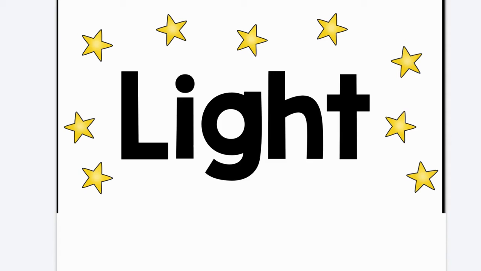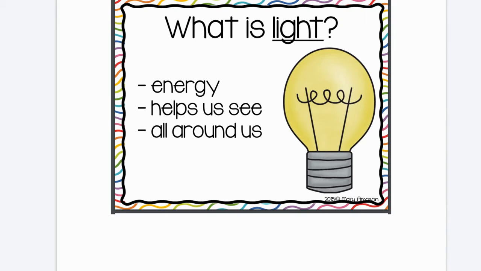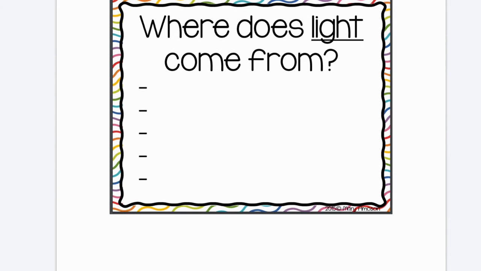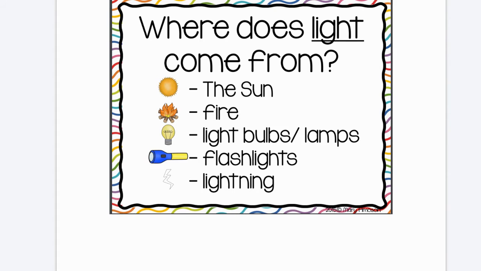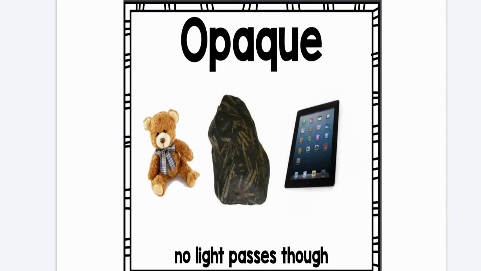Today we're just going to continue talking about light, and we're going to continue reviewing translucent, opaque, and transparent objects, okay? So let's review. So what is light? Let's remember that light is energy, and it helps us see all around us. Where does light come from? Well, the light comes from the sun, fire, light bulbs, lamps, flashlights, or lightning.